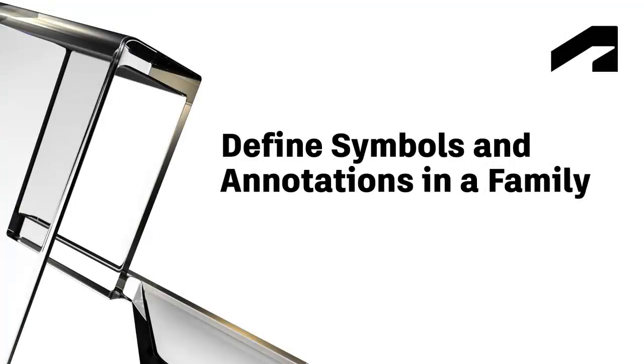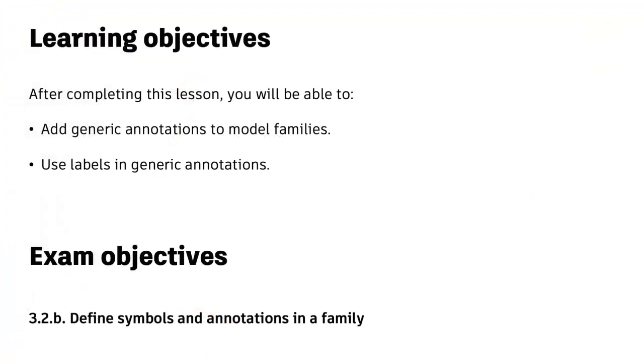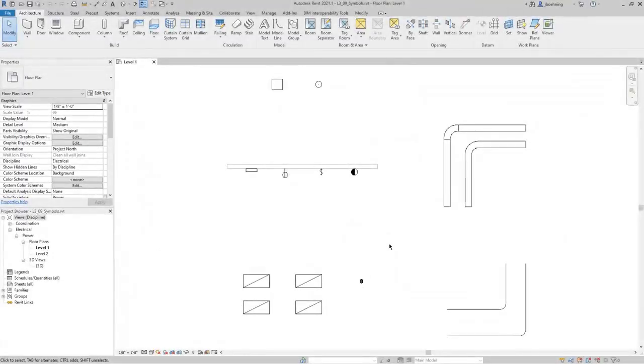In this video, we will cover adding generic annotations to model families and using labels in generic annotations. When creating families, you can choose for the actual geometry to appear, or you can choose for a symbol to appear. If you want a symbol to appear, there are multiple ways that you can handle this. Let's take a look at some examples.